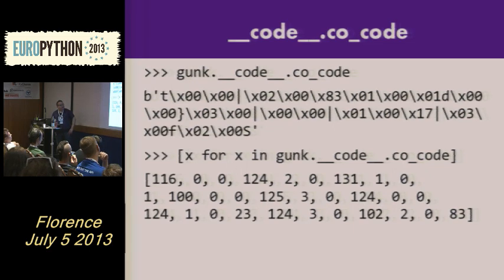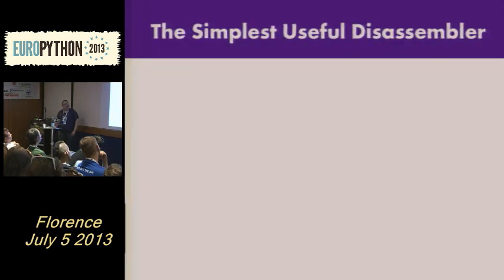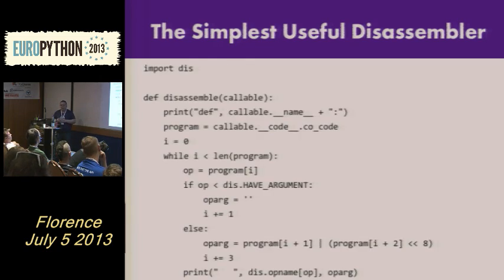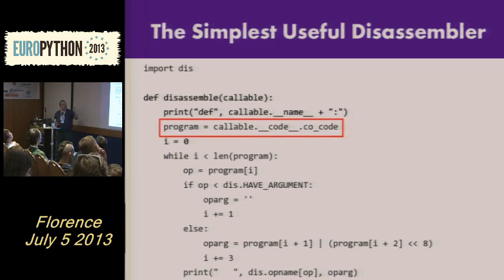It's still not terribly readable in this format, but I'm going to show you the simplest possible disassembler in Python. Now, I need to call into dis to get some values that I can't get anywhere else, but I can do it all on one screen, and here it is. Our disassembler first prints def, then the name of the function, and the colon, so it looks all pretty. I pull out the bytecode from the code object inside of the callable.